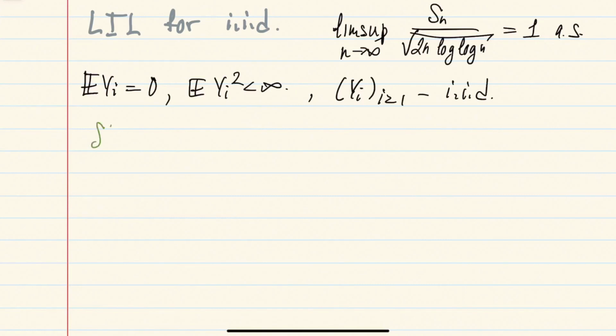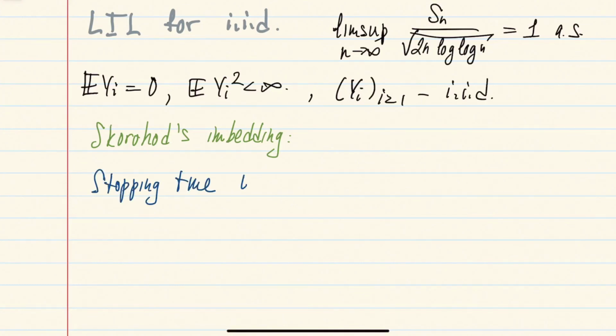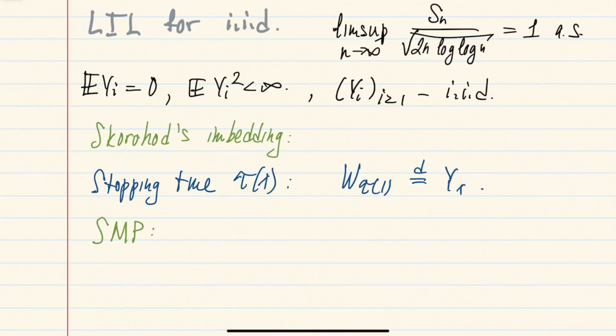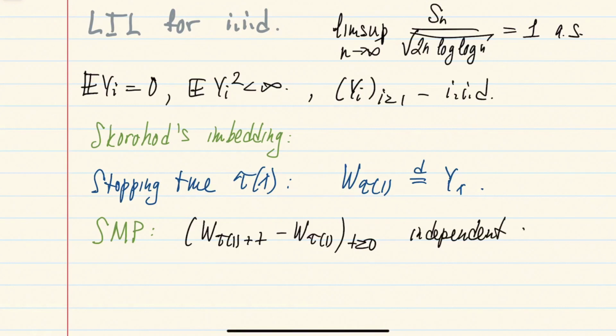And so by Skorohod's embedding, we can find a stopping time, let's say tau 1, such that the Brownian motion at that time is equal in distribution to any element in this sequence, let's say y1. Okay, so stopping time tau 1 is such that W at time tau 1 is equal in distribution to y1. Now, in addition to Skorohod's embedding, again we will appeal to the strong Markov property, namely that the increment of the process after this time is independent of the sigma algebra up to that time, and moreover it's equal in distribution to a Brownian motion.